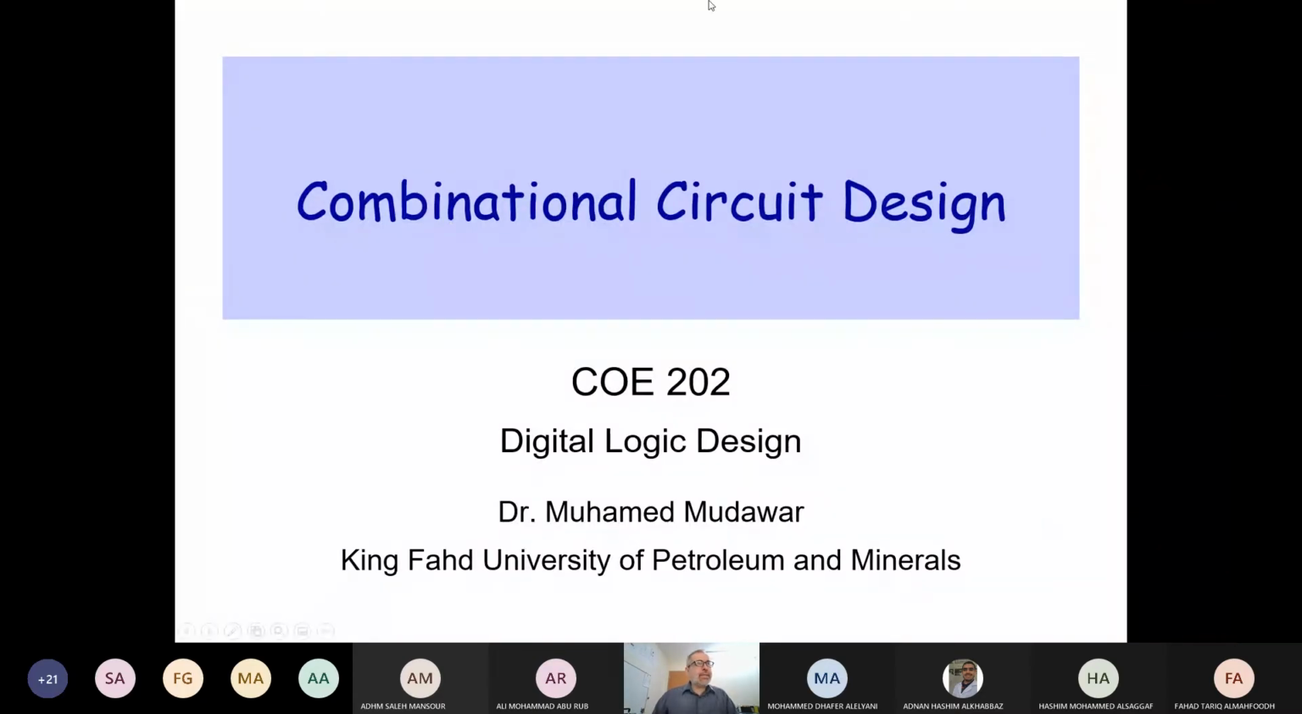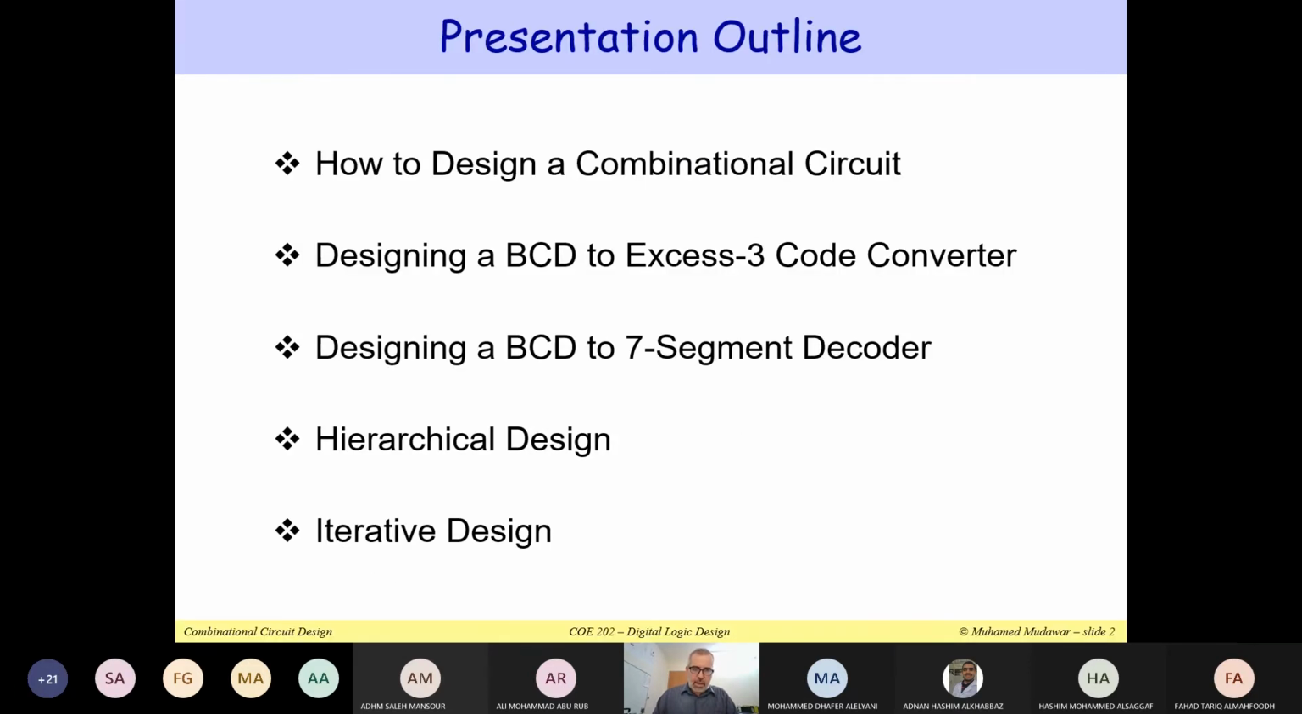So now we are ready to design combinational circuits. I'm going to talk about combinational circuit design in general, but later I'm going to show you some examples about how we can design arithmetic circuits. I'll talk about adders and so on. We'll see different designs. So it becomes more interesting. The course becomes more interesting when we start designing circuits.